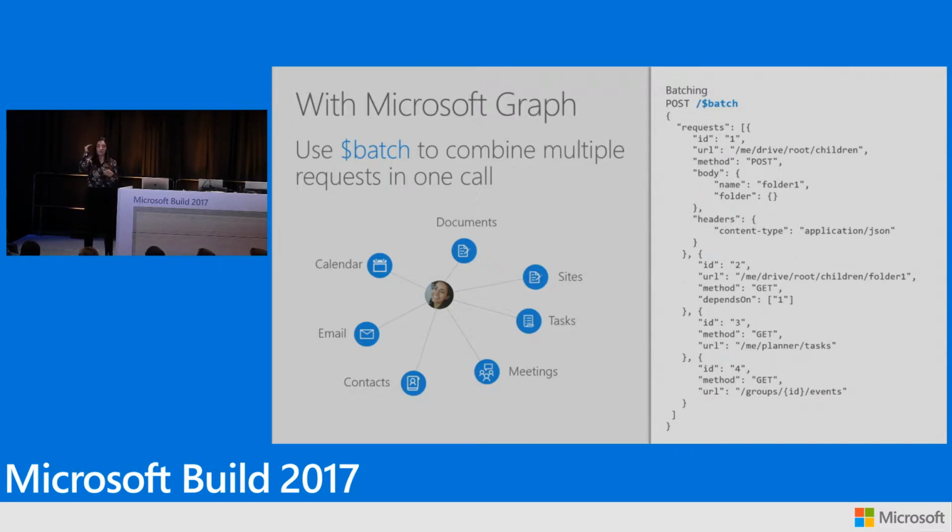You will see that there is a requests parameter in there, and then you can put in the different set of requests that you want to send in. Each request will have an ID, a URL, and a method. If it is a post request, you also include the body and the headers. Very simple JSON to batch in requests into the Microsoft Graph.